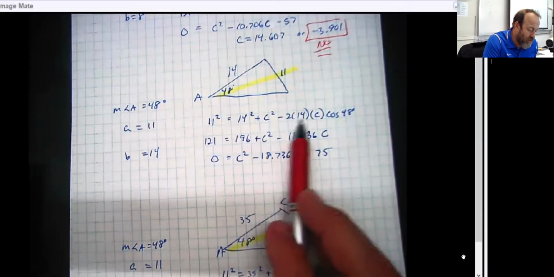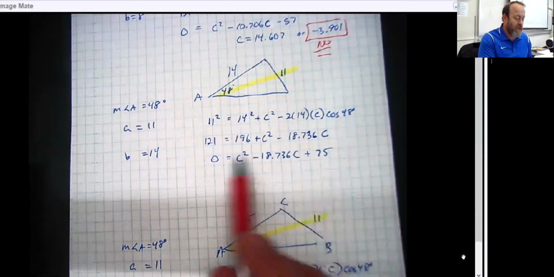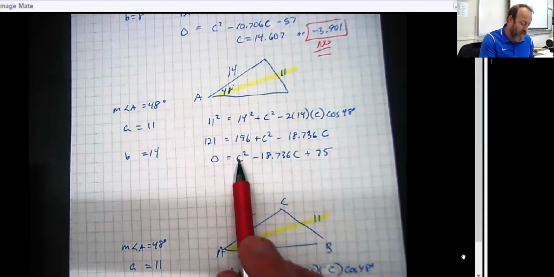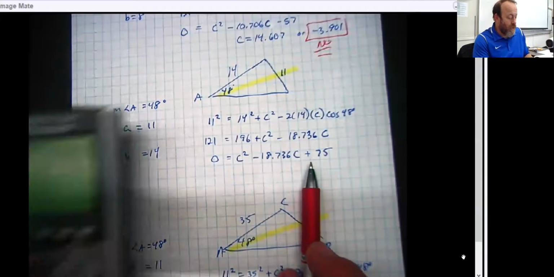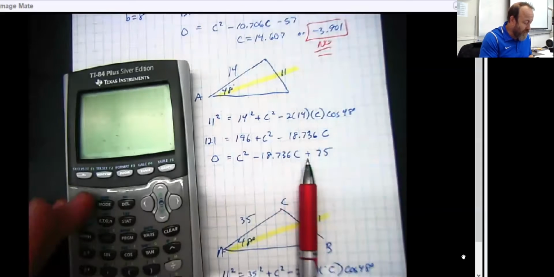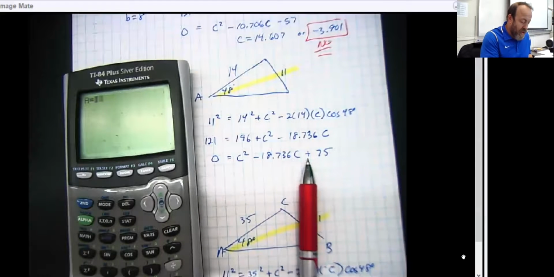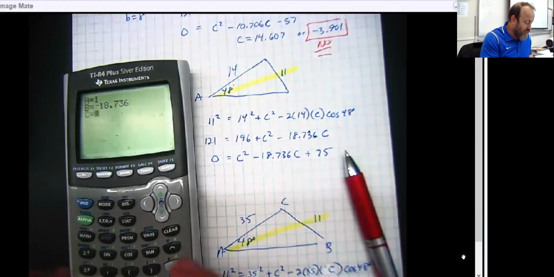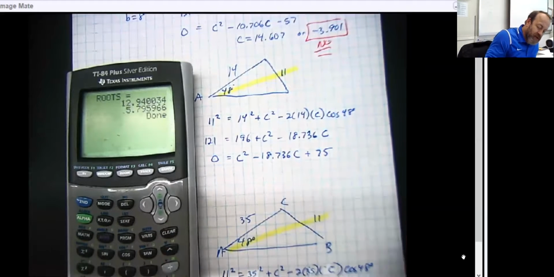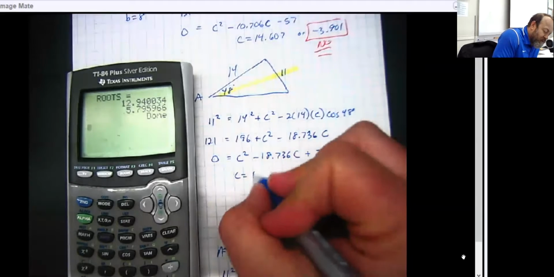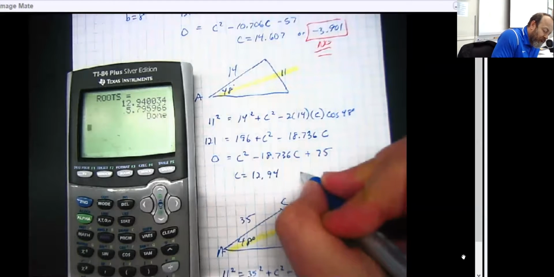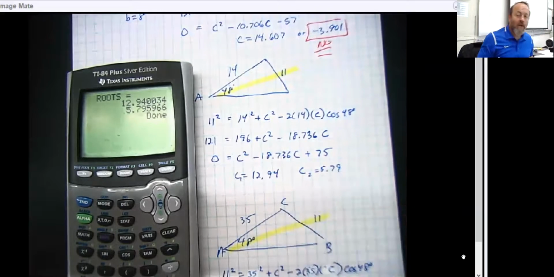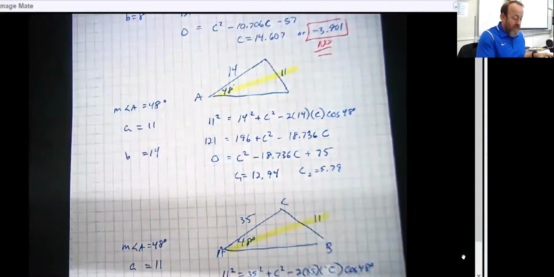14 squared plus C squared, minus 2 times 14 times C, cosine 48. I've already done the same steps I did above where I squared each piece and then moved things across so it looks like a simple quadratic. What's going to happen this time is I have 1, negative 18.736, and 75. So in this story, I've got the two values of C, I'll call them C1 and C2, as 12.94 and 5.79. Well, that is not only possible, in fact, that's perfect.